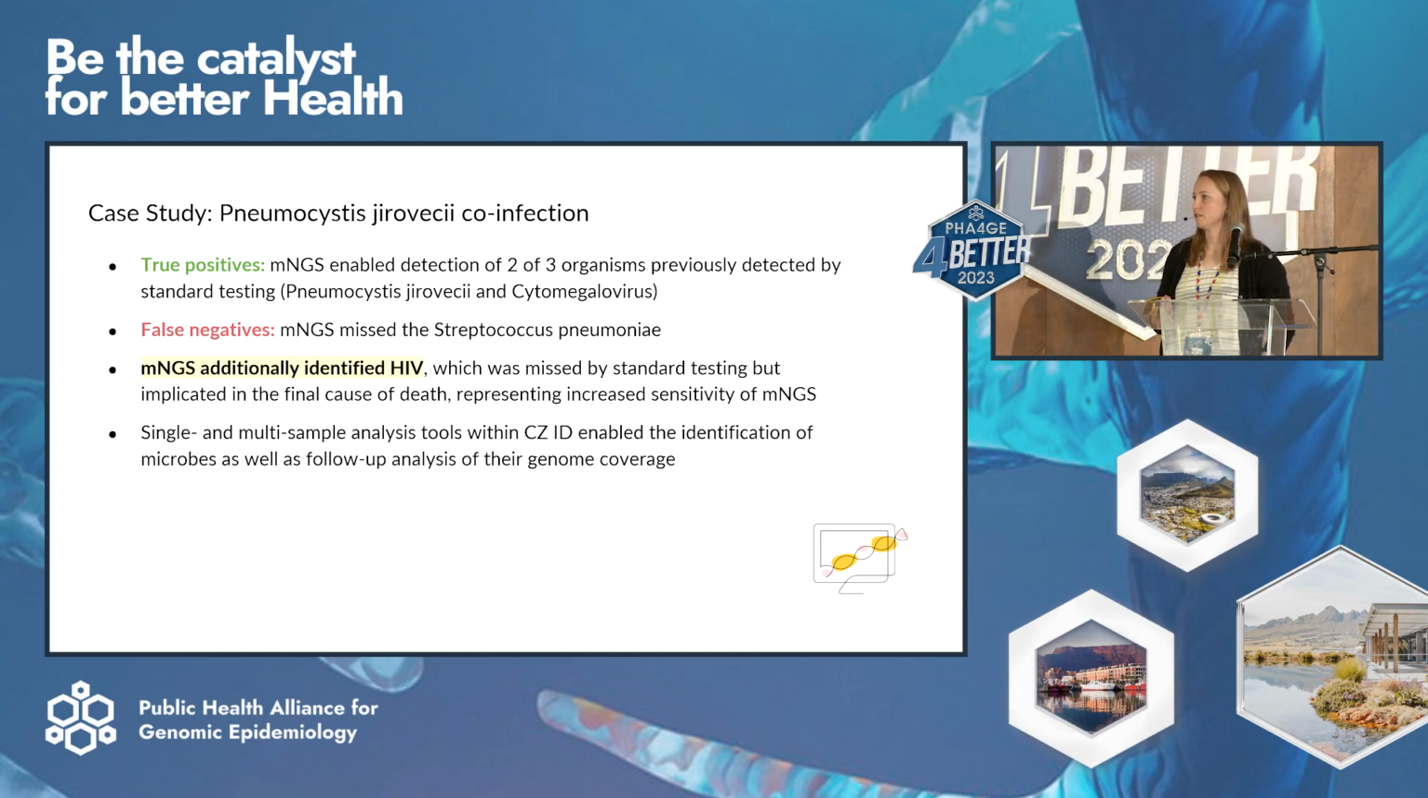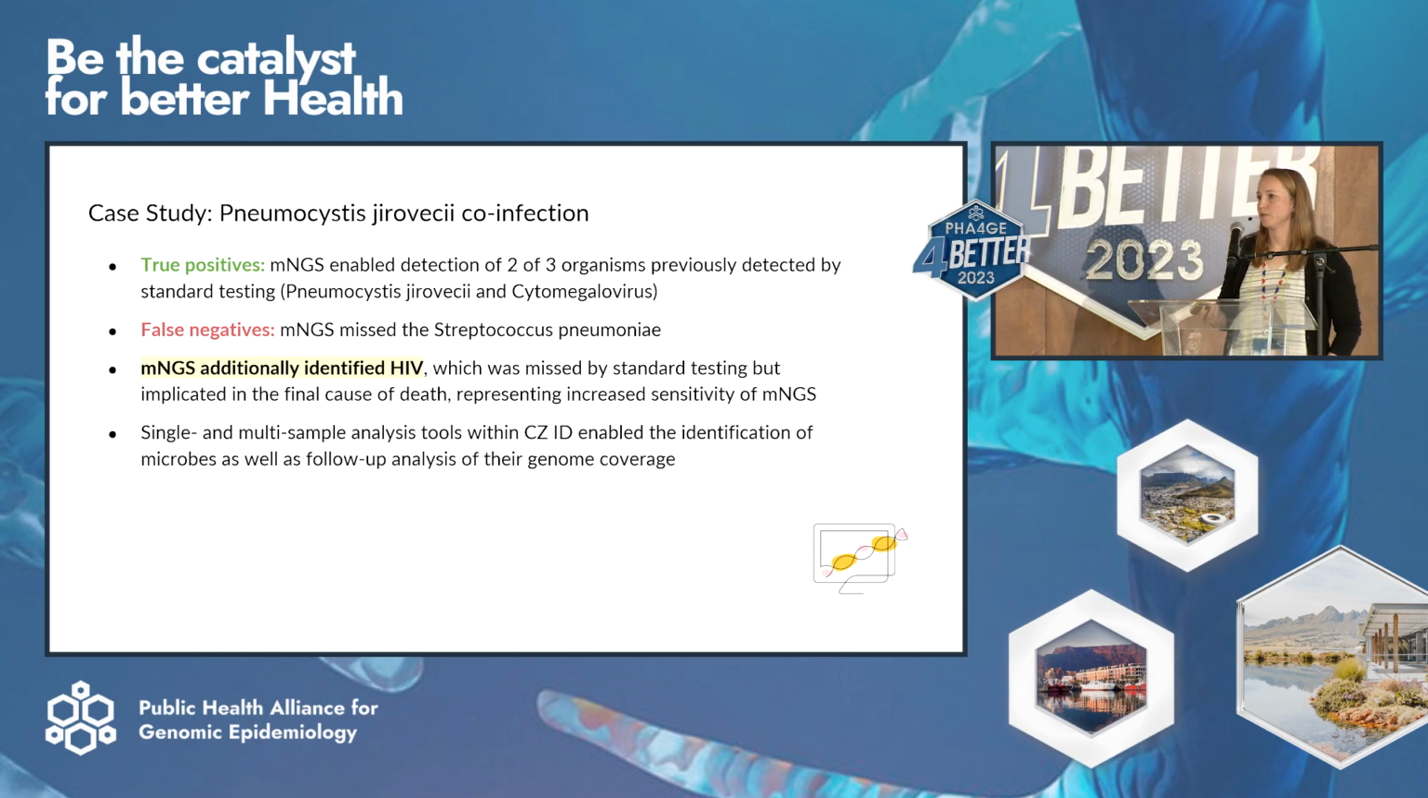We have seen in some cases that PCR-based diagnostics often can be more sensitive than metagenomics if you really do know what you're looking for. But we also see that metagenomics was able to identify the HIV, which was not identified by the standard battery of tests, likely due to lack of suspicion at the time of collection of that sample. So highlighting the potential for increased sensitivity given the way that samples are processed.